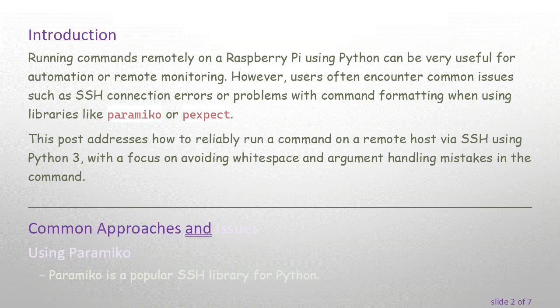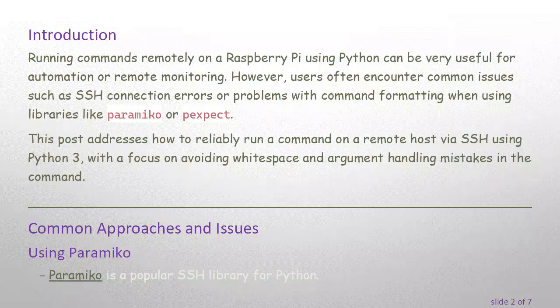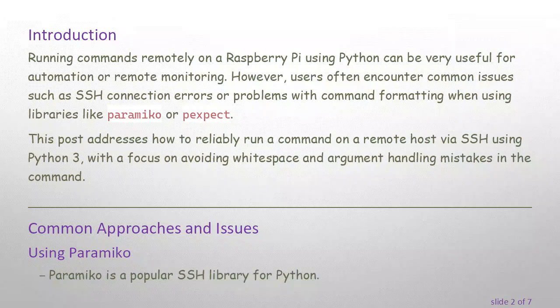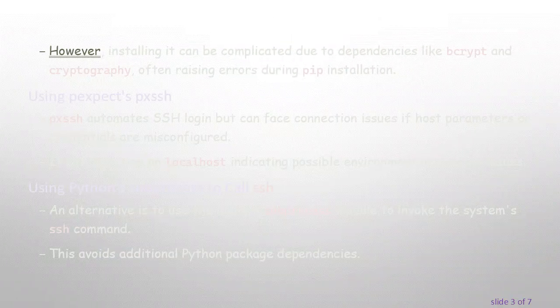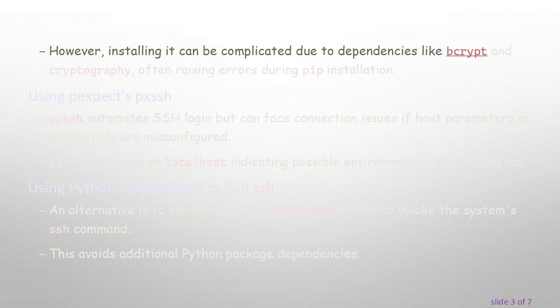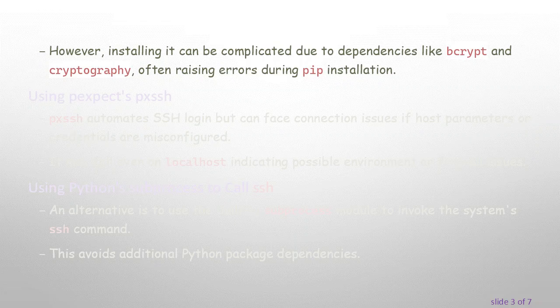Common approaches and issues. Using paramiko. Paramiko is a popular SSH library for Python. However, installing it can be complicated due to dependencies like bcrypt and cryptography, often raising errors during pip installation.